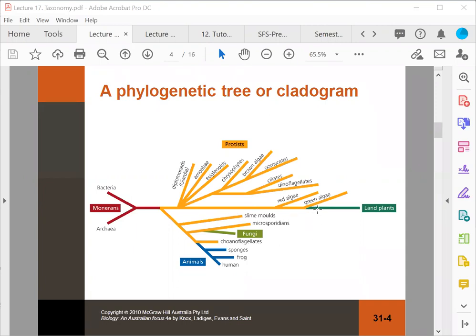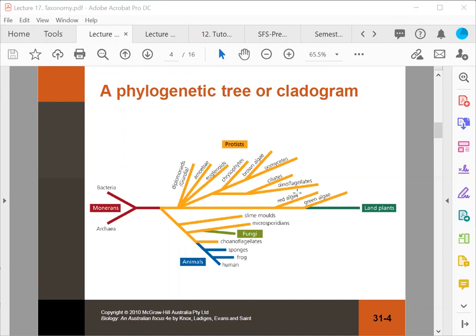So we can look at some examples. Here to the right, we've got this dark green branch, which represents the land plants. And you can see that the closest branch is the green algae, which belongs to this kingdom, the protists. And of course, they are known to be the most closely related to each other. Then down here, we've got these branches, which represent our prokaryotes, bacteria and archaea. We've got the animals in blue, and in yellow we have all the protists.